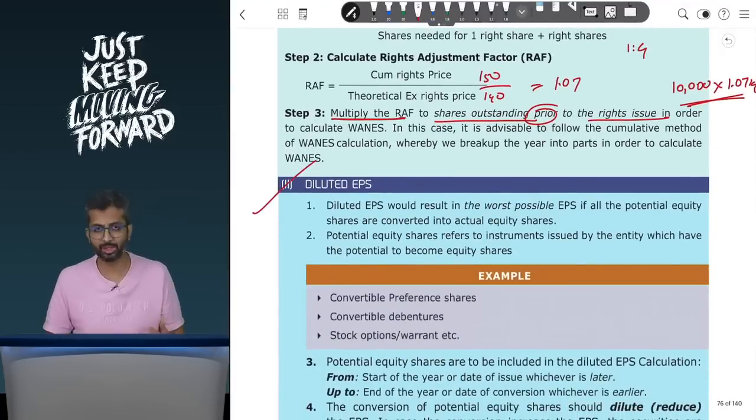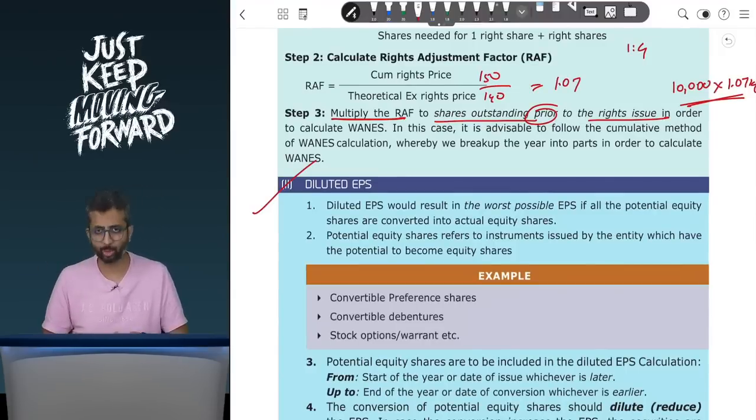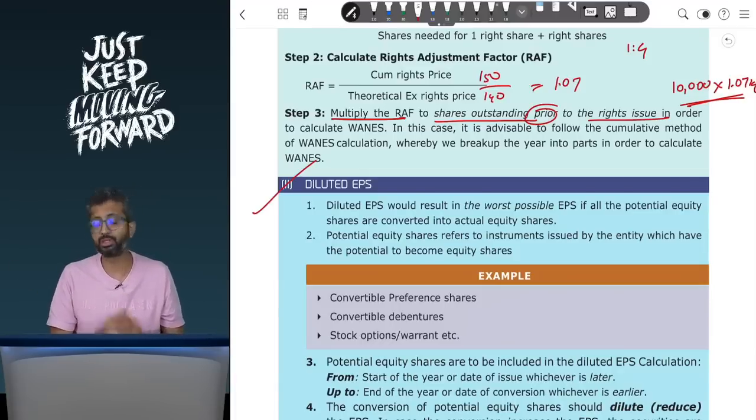Next we have diluted EPS. What do you mean by basic EPS? That is the actual EPS. But what do you mean by diluted EPS? It is the worst possible EPS if the potential equity shares convert into actual equity shares. Now the thing is, what are potential equity shares? These are instruments like convertible debentures, convertible preference shares, warrants, etc., which have the potential to become equity shares, but they are not equity shares as we speak.